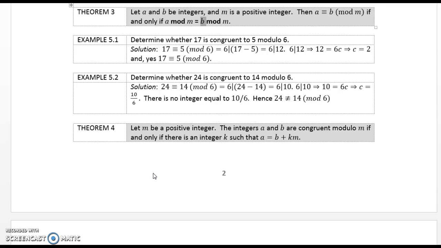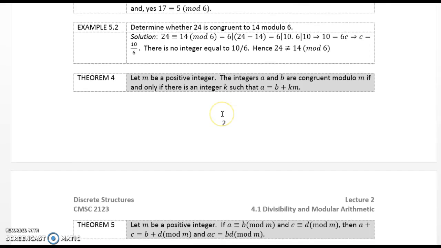Example 5.1. Determine whether 17 is congruent to 5 modulo 6. 17 is congruent to 5 modulo 6 if 6 divides 17 minus 5, which is 6 divides 12. 6 divides 12 implies that 12 is equal to 6c, where c is equal to 2. And yes, 17 is congruent to 5 modulo 6.